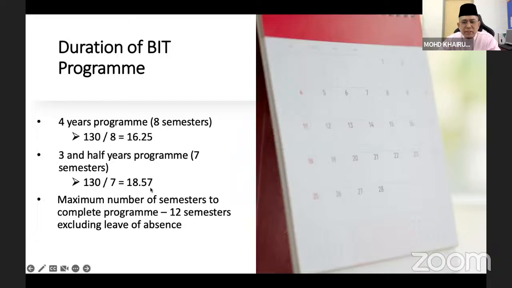For your information, in KICT we do not allow students to take more than 20 credit hours. So you still have time for activities with the university, with your friends, with social life, for example. So balance your studies and your university activities. The maximum number of semesters to complete the program is 12 semesters. Even though we propose that students complete within 4 years, we allow students to complete the program within 12 semesters. If you have not completed by 12 semesters, I think you will have to leave the university.